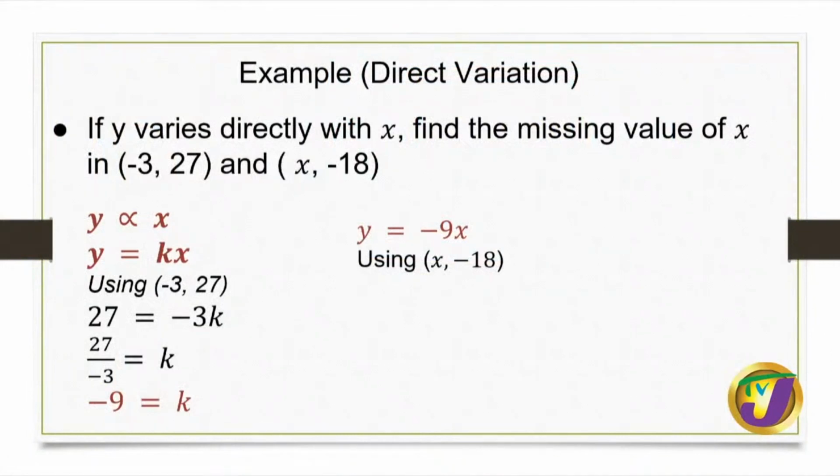But this time we're using x and -18. We don't know what x is, but we know that y is -18, and we can quickly substitute. We have it on screen. We're dividing through by -9.